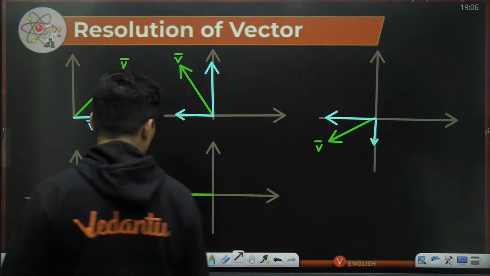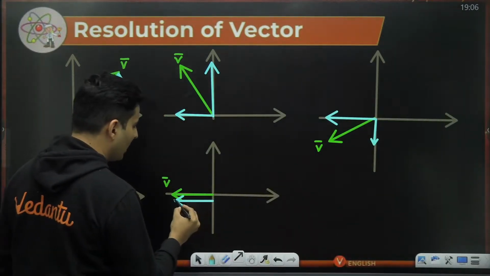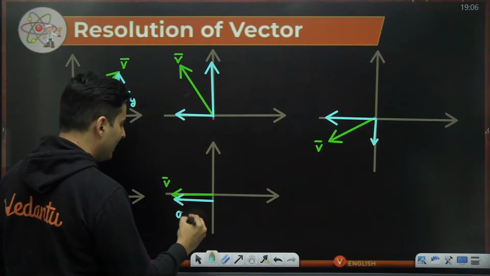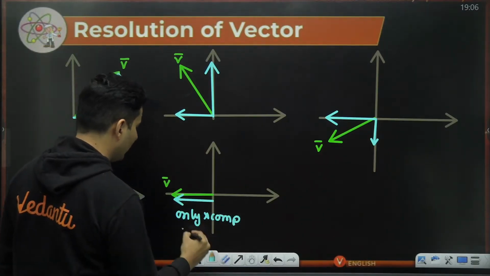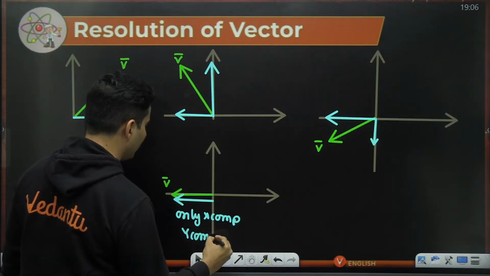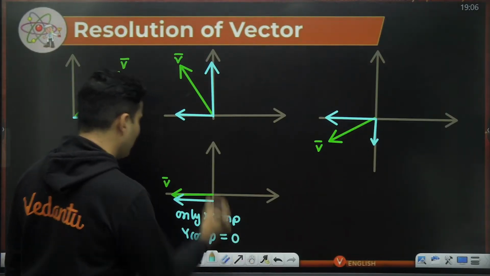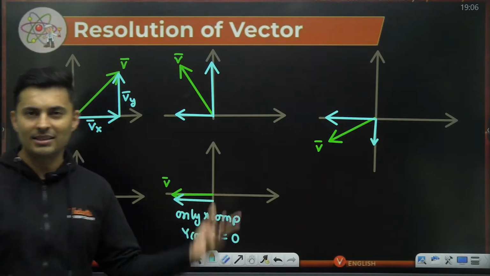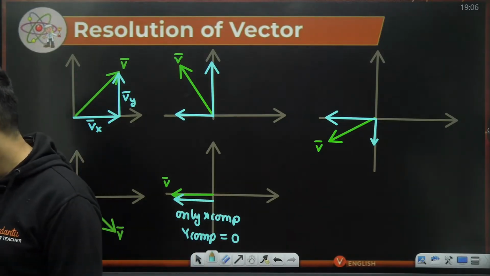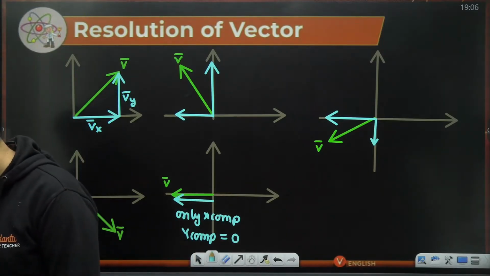How about this scenario? I feel there is only one component. Yes, only x component. And what about the y component? The y component is not there. Rather, the y component is 0 because there is nothing in the y direction. Everything is in the x direction only. Is that right? Yep. Okay.